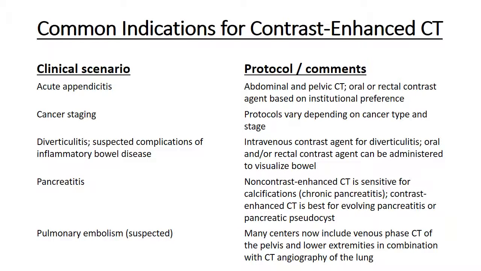Common indications for contrast enhanced CT, just some examples. So you'd want to order contrast with your CT for acute appendicitis, for cancer staging, diverticulitis, suspected complications of inflammatory bowel disease, pancreatitis, and pulmonary embolism, which would be, of course, CT of the lung. The contrast can help give a great insight to each of these, and there's protocol and comments out to the right, which you can look at as well.